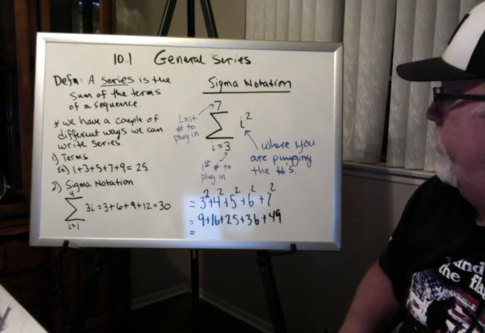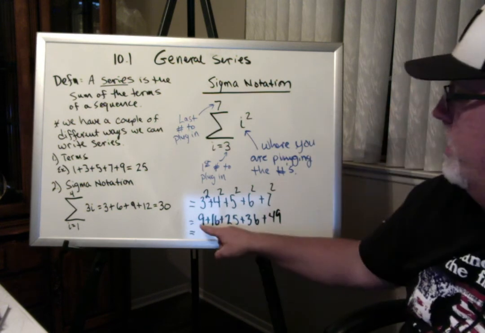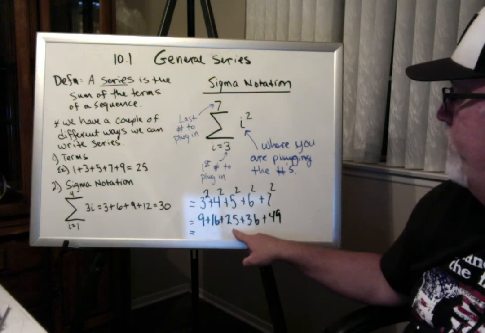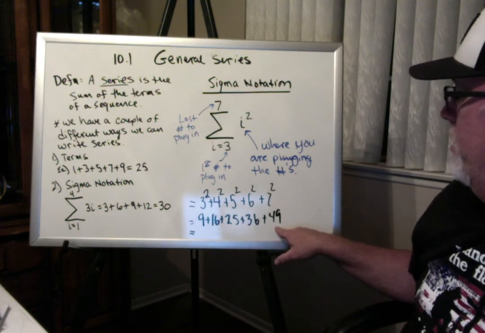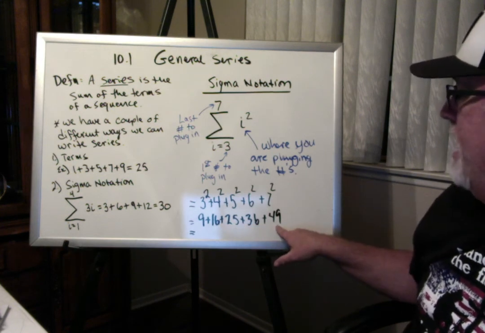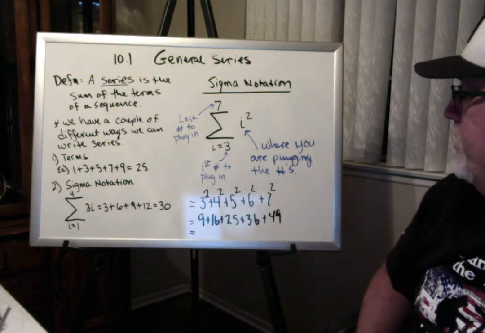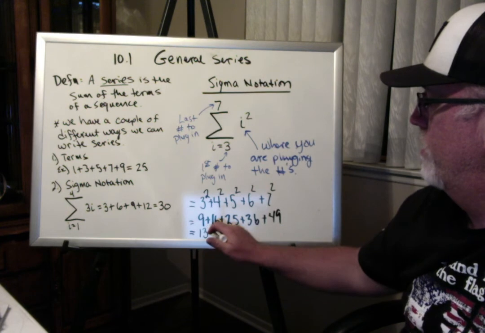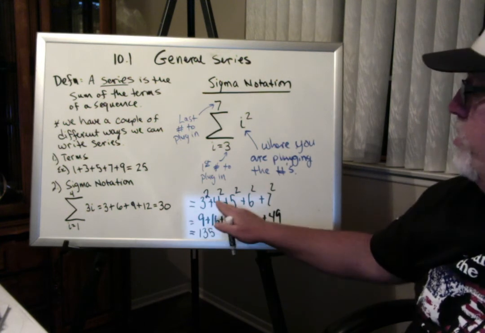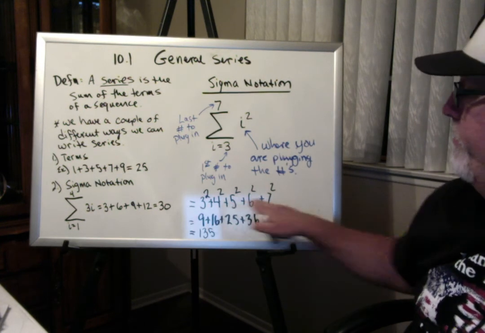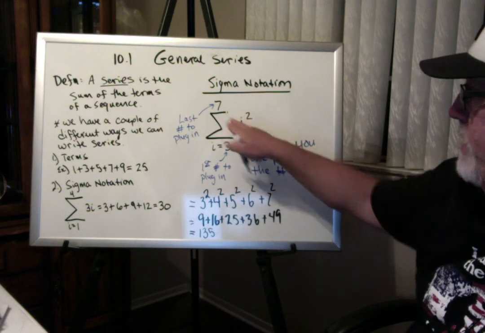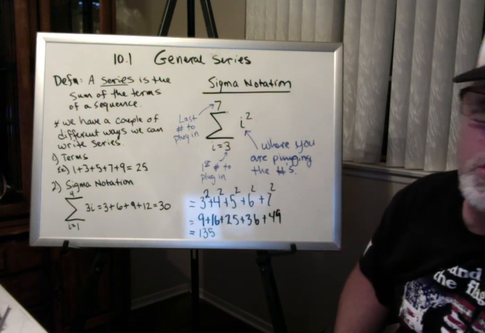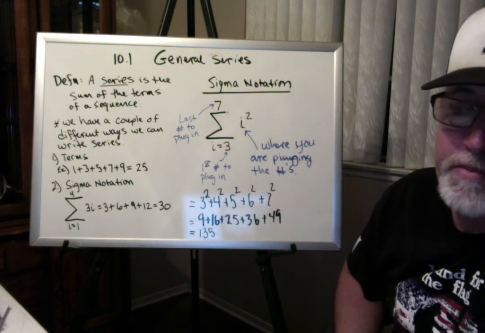And let's see if we can do that here real quick. So 9 and 16 is 25, 25 and 25 is 50. 50 plus 49 is 99. 99 plus 36 is 135. So the sum of the first 1, 2, 3, 4, or the sum of the 5 terms starting with 3 and going all the way to 7 of i squared is equal to 135.